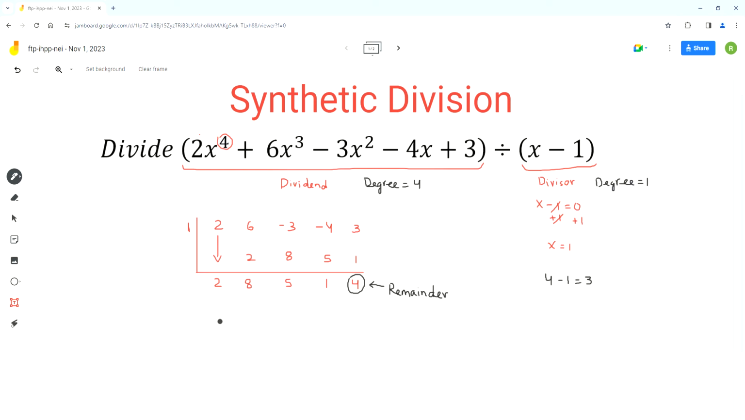To write the quotient, we'll have to put x cubed with 2, then x squared with 8, x with 5, and 1 is the number term in the quotient. So the quotient for this synthetic division is 2x cubed plus 8x squared plus 5x plus 1.